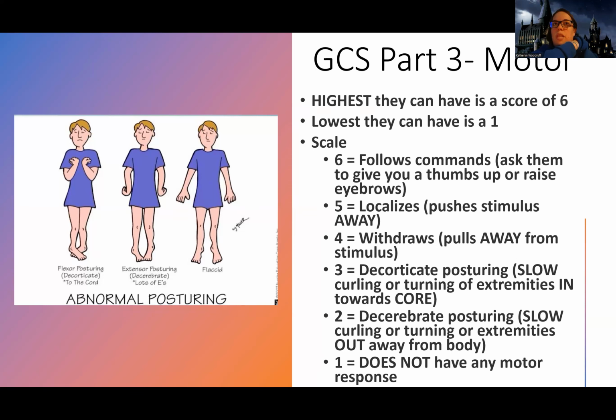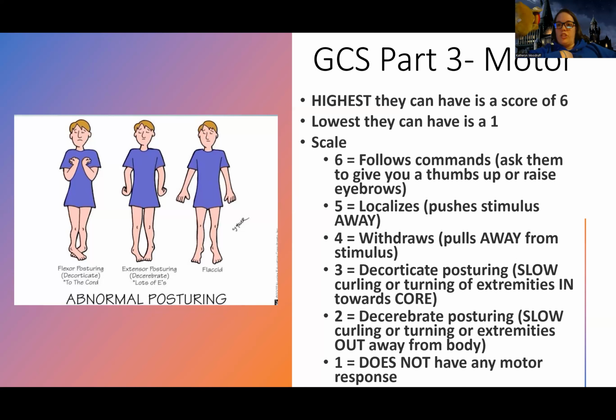So you squeeze, and I start with light pressure, and then gradually do harder pressure, and sometimes I do that pinch and they're actually responding in a different area, like doing the posturing. I'm trying to see how they respond. Now, if I do that pinch and they push my hand away, that would be localizing. If I do the pinch and they pull away, that's a withdrawal. If they start the posturing, then I'm just looking for what direction they're going in.